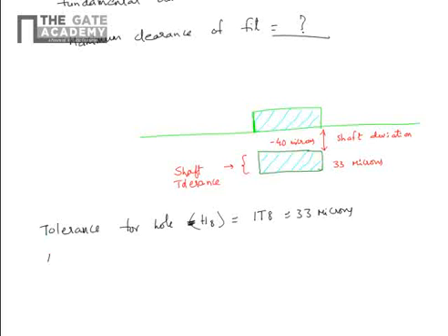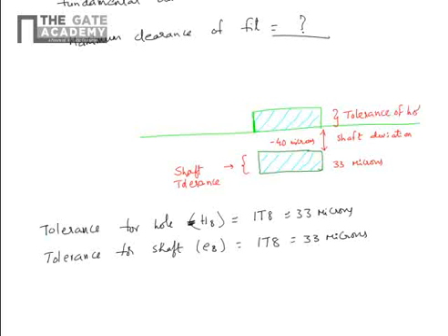Similarly, tolerance for shaft is the same. E8, the shaft is E8, so that 8 is IT8, it is equal to 33 microns. This is the logic you have to remember here. If you know this, then you can solve the problem, otherwise you can't. So the tolerance of hole, how much is that? 33 microns.